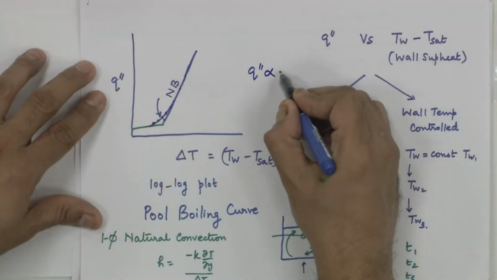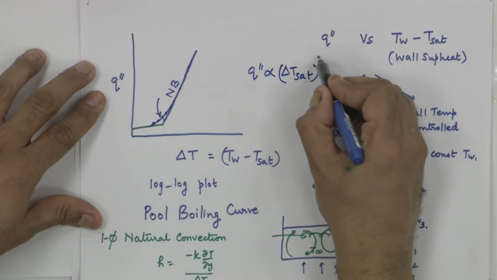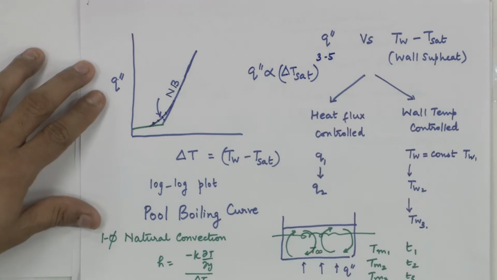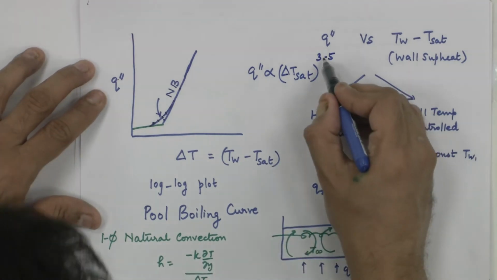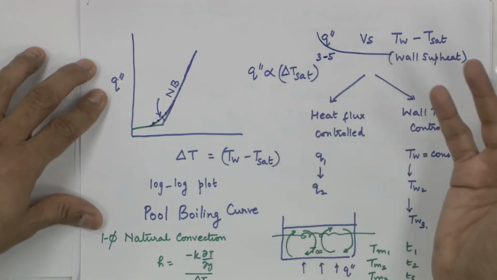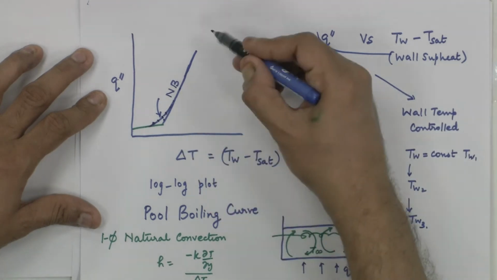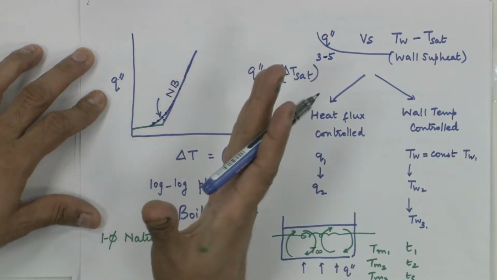The slope of this is typically what you would see is Q double prime is proportional to delta T sat, typically to the power 3 to 5. 3 to 5, it is not 3.5, 3 to 5. So, the slope would be either 3 or 4 or 5, 4.25, etc. So, different surface fluid combination you would have different slopes, but the broad nature of the curve is going to be the same.